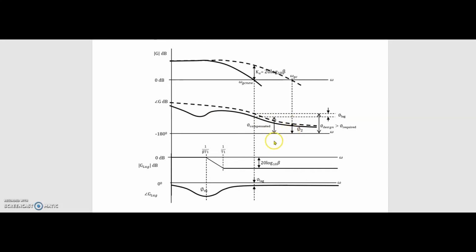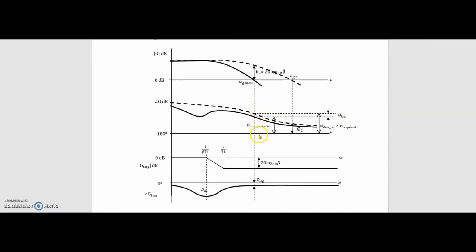So what is the procedure of designing a lag compensator? To design a lag compensator, we will see what phi required is. Let us say phi required is 50 degrees and our phi is 30 degrees. We will first search in the whole phase plot where we can get 50 degrees. So let us say we can get 50 degrees here.